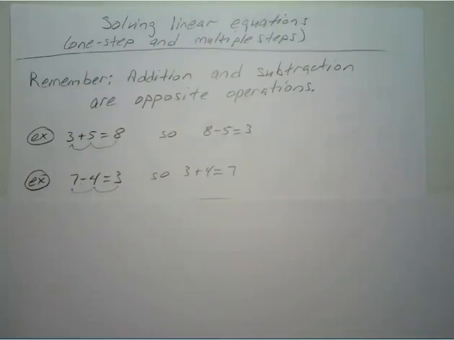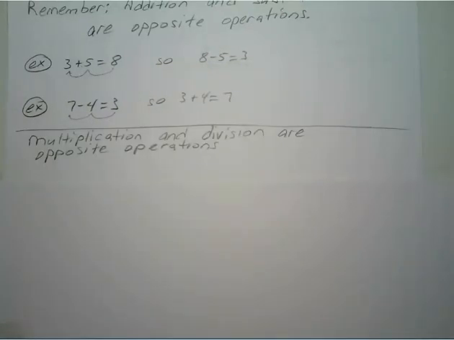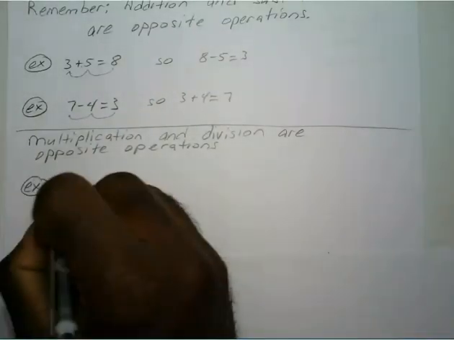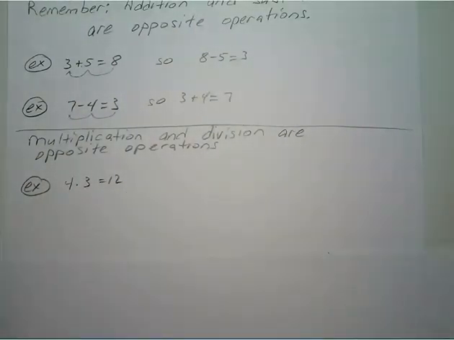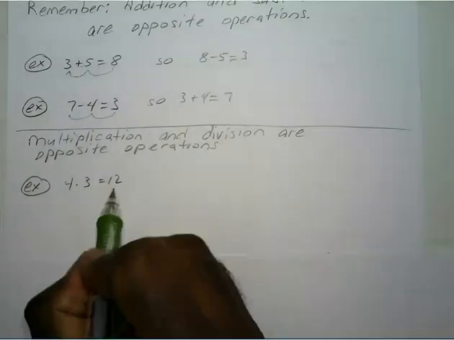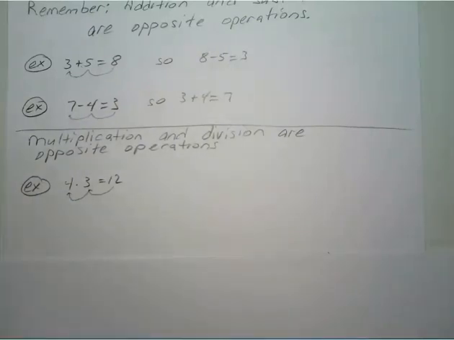We could also say the same thing for multiplication and division. Multiplication and division are opposite operations. For example, let's say we know that 4 times 3 is equal to 12. So we multiplied here. If 4 times 3 equals 12, then 12 divided by 3 is equal to 4.